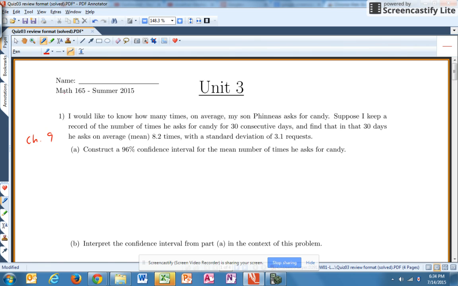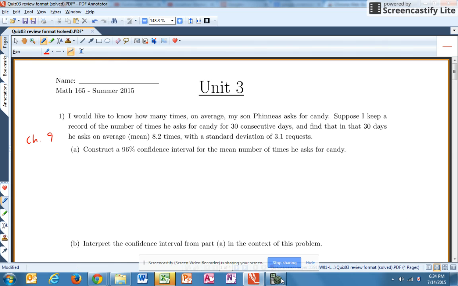And what we're looking at here is, we'll just go through a couple questions. So let's suppose we want to figure out a confidence interval. Okay, so we want to know how many times on average Phineas asked for candy, and we have a record of the number of times he asks over 30 consecutive days, and instead of having that raw data, we just know that the mean is 8.2 and the standard deviation is 3.1.